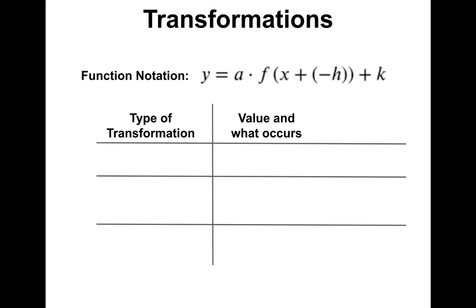In this lesson, you will learn how to identify different transformations of functions. We will use function notation to help us write our answers of the transformations. There are three different types of transformations. There's a reflection, and that is from the a value. It causes the graph to reflect over the x-axis.